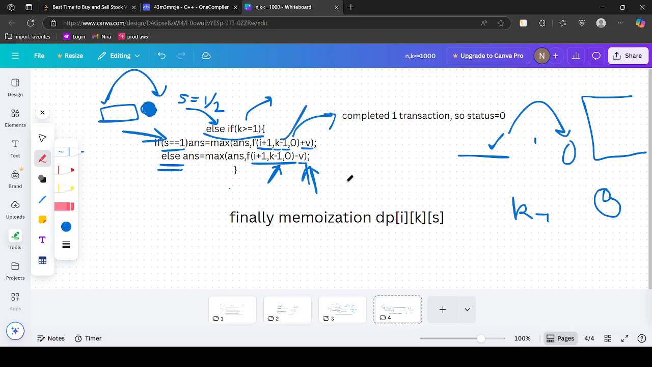And finally, if we try to create some tree for recursion, we will observe that there are many recurring subproblems. So simply memoize it. And what will be the memoization vector? It will be simply dp of I, K, S, because you have to store I, K, S as well. So if it is computed already, return the value, else find the value. Let's check the code for more clarity.